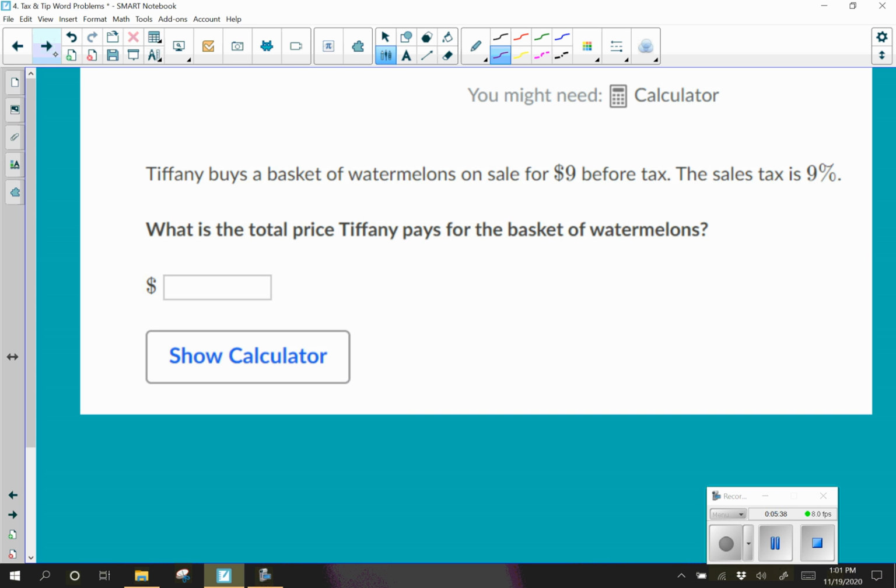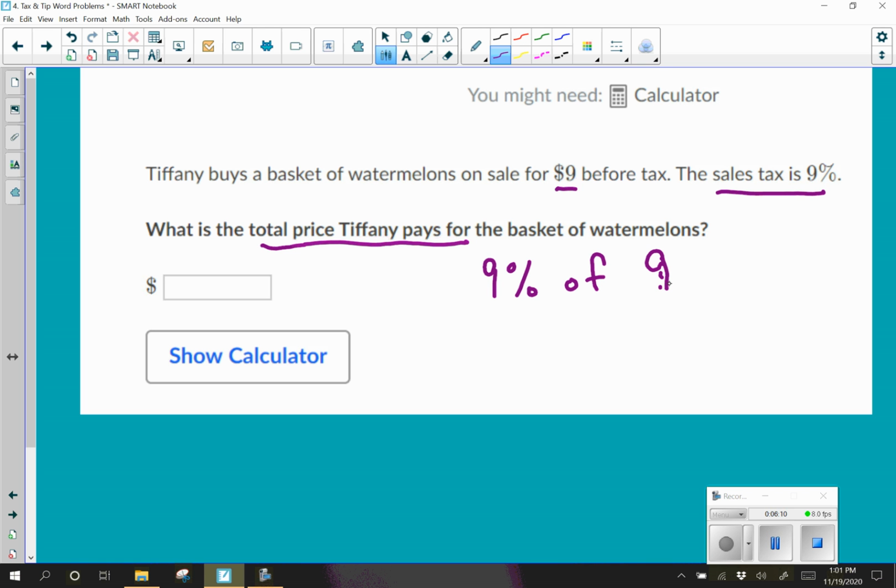Okay, let's go to another one. Tiffany buys a basket of watermelons on sale for $9 before tax. The sales tax is 9%. What is the total price Tiffany pays for the basket of watermelons? So this is an example just like that. First, we need to calculate our tax, and then we need to take that tax and add it to our original price of $9. So we're going to find 9% of $9.